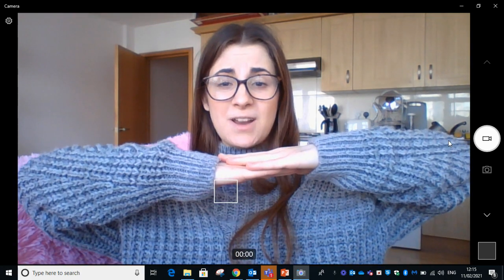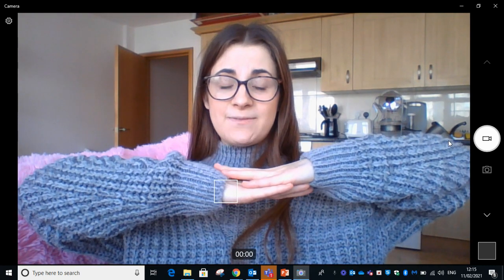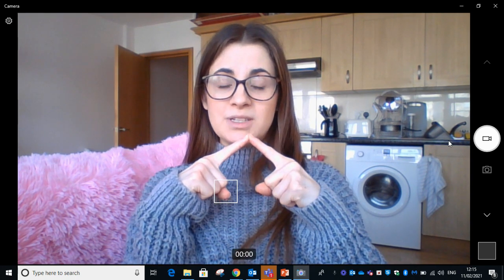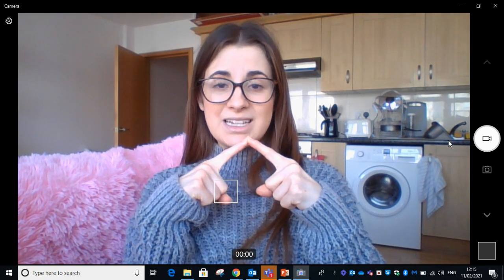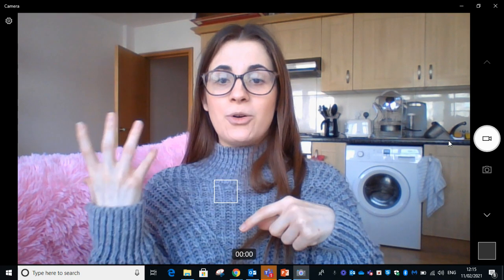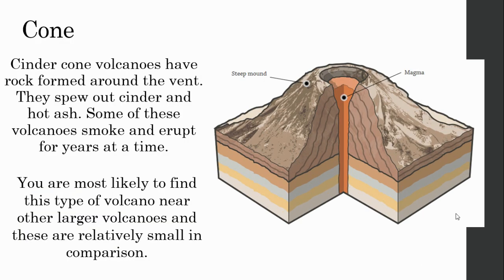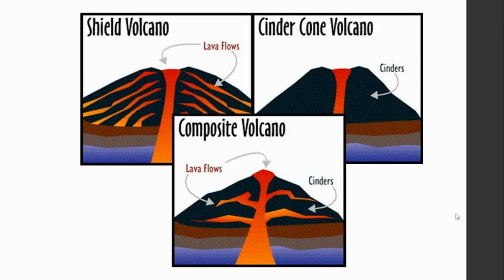The shield volcanoes are flatter and wider because the lava is runnier, which means it spreads out further. So when it solidifies, it forms more of this shape. And then our cone volcanoes are the much smaller ones. They're mostly producing hot ash and cinder, and they're usually found near other types of volcanoes. So if you would like to go back and watch those slides again, just to go over the different features of volcanoes, that would be great. So quick recap, we have our three main types: composite, shield, and cinder cone.